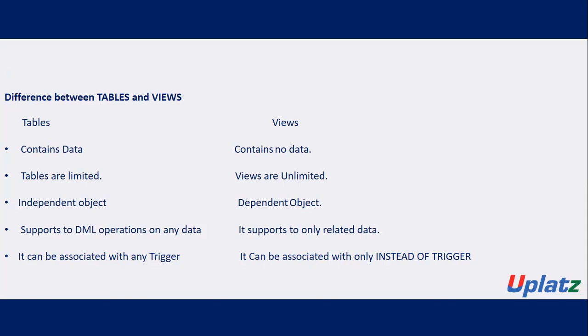Tables contain the data. A table stores the data in the form of rows and columns. Whereas views, it is very interesting. Views do not contain data. When we create a view, it fetches the data from the base table. That we have to remember.